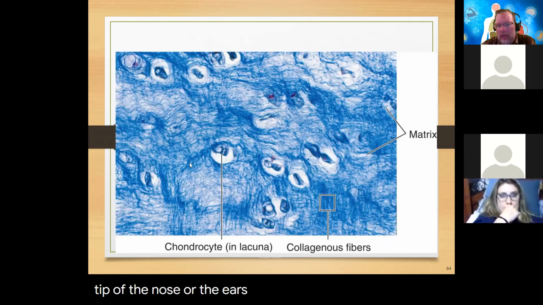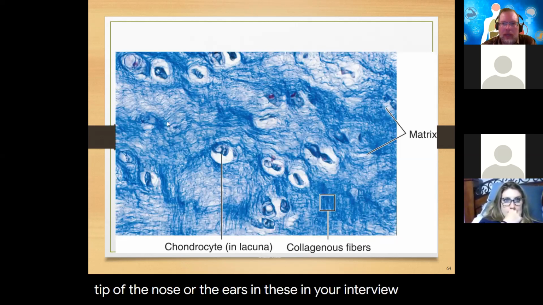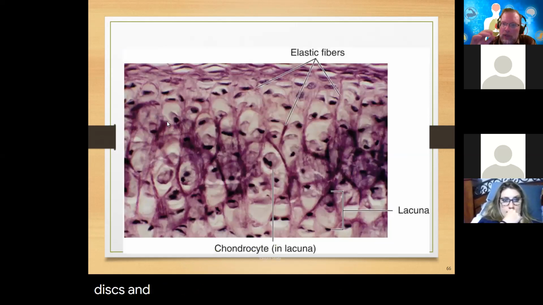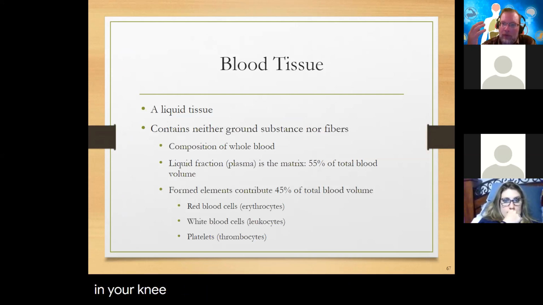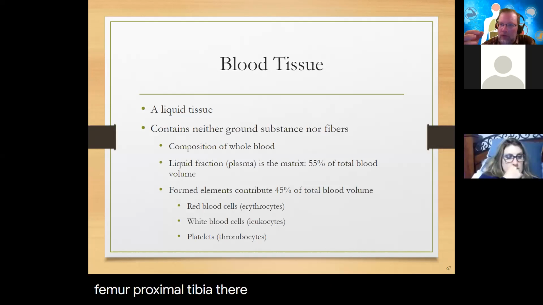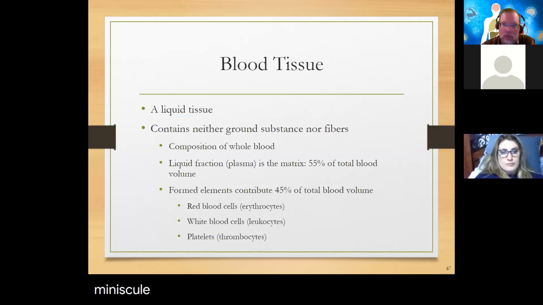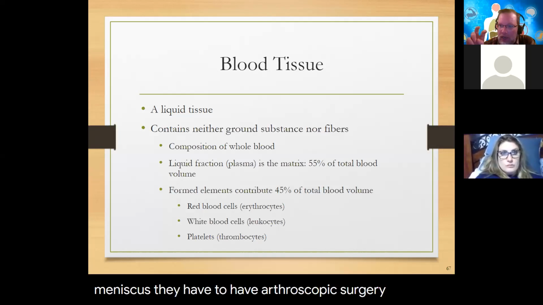We would find fibrocartilage in your intervertebral discs, and then the menisci in your knee, where the femur ends and the tibia begins, the distal femur, proximal tibia. There are a couple of little pieces that look like gummy savers. They're like little cartilaginous cushions. They're called menisci. One is a meniscus. Some people tear their meniscus. They have to have arthroscopic surgery to get it repaired or get their knee cleaned up, that type of stuff.